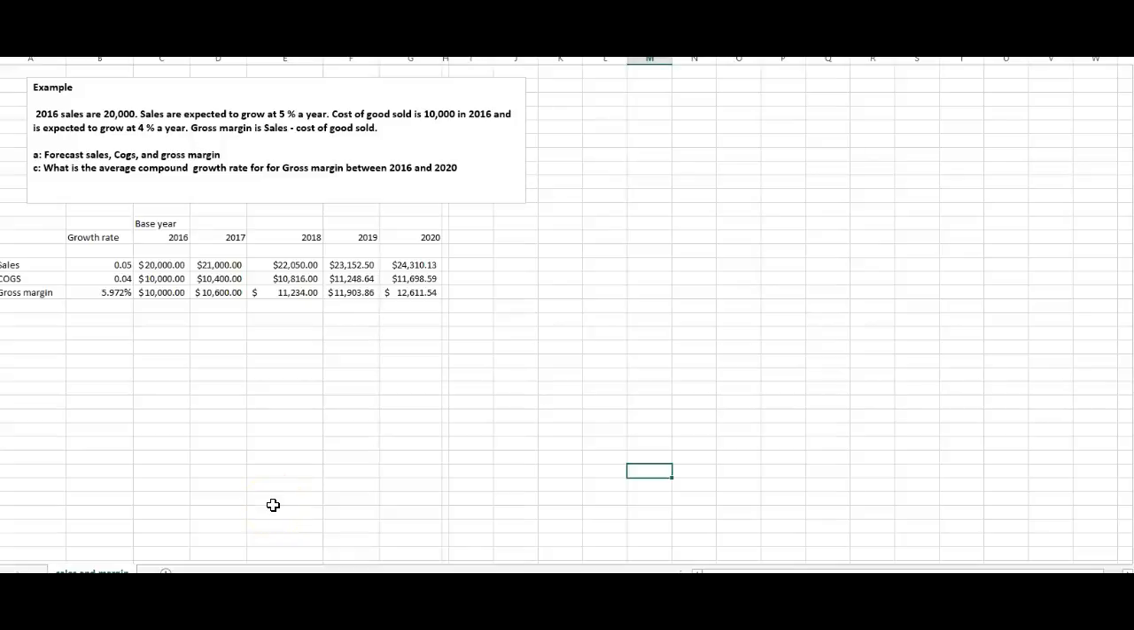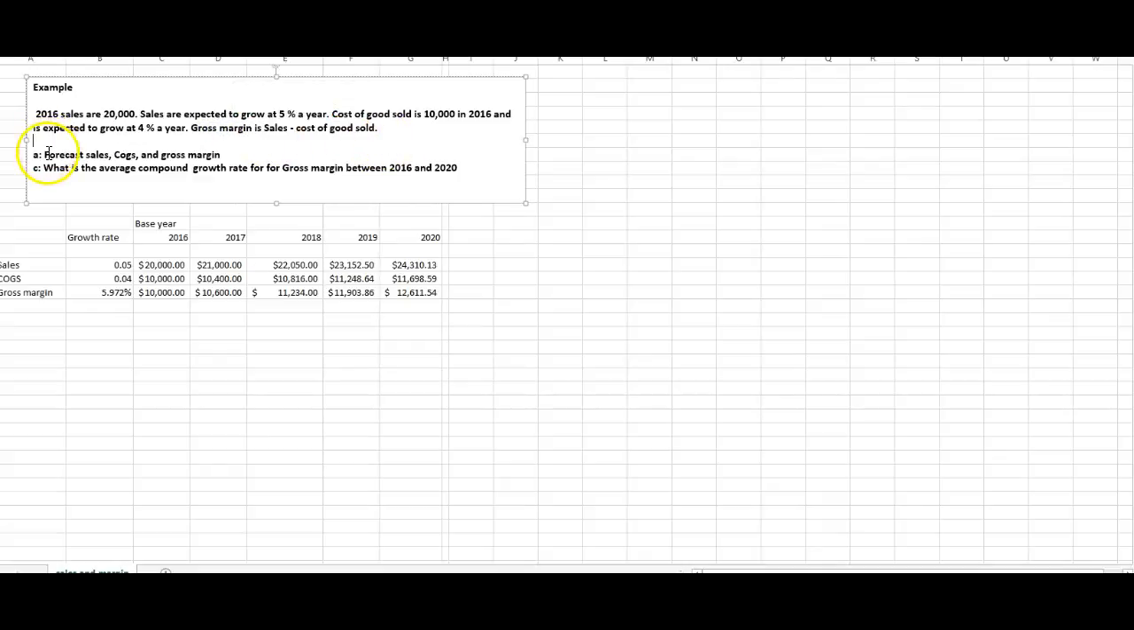So here's an example of using time value of money. Let's say we had a problem where we were told 2016 sales are 20,000. Sales are expected to grow at 5% a year. Cost of goods sold is 10,000 in 2016, but it's going to grow at 4% a year. Gross margin, as we know, is sales minus cost of goods sold.